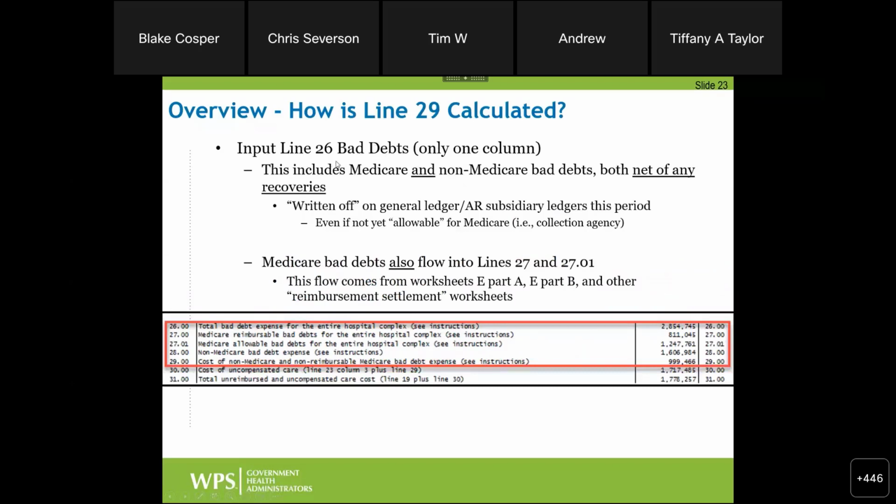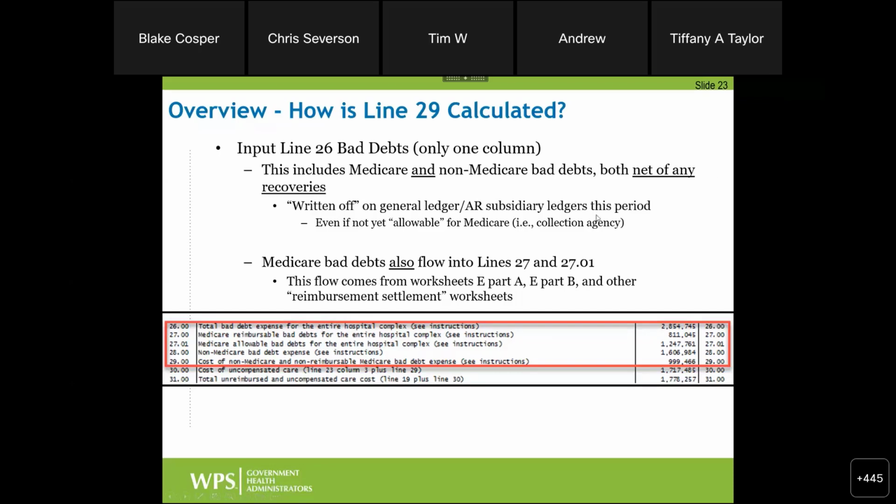We'll come back to that in a bit, but let's talk about line 26. This is total bad debts. There's only one column. It's not split by uninsured or insured. Line 26 itself is not split between Medicare and non-Medicare. It's total bad debts. So there are Medicare bad debts in there, but there are also non-Medicare bad debts in there.